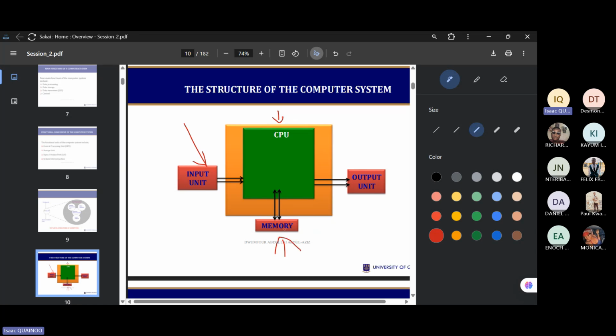And then we have the memory, which functions as the storage unit of the computer, because data has to be stored in one way or the other. When you feed a chunk of data into the system, the computer does not process everything at once. It has to store some at a safe place and start processing some. After it is done processing one unit of data, it goes and fetches another unit of data and processes that also.